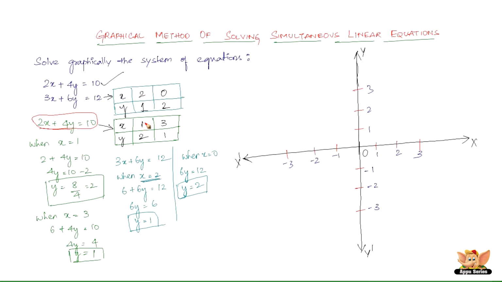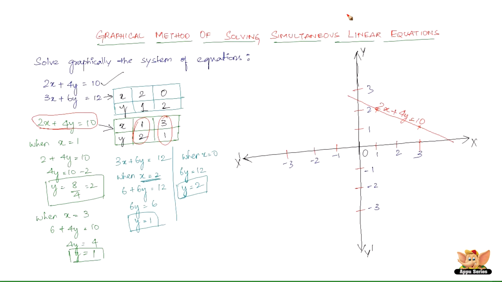Now the first point is 1, 2. X is 1 and y is 2. So when x is 1, here it is. When y is 2, it should be somewhere here. The second point is 3, 1. X is 3 and y is 1. So it should be somewhere here. So well, let us join these two points and we get a line here. This line represents the equation 2x plus 4y equals 10.